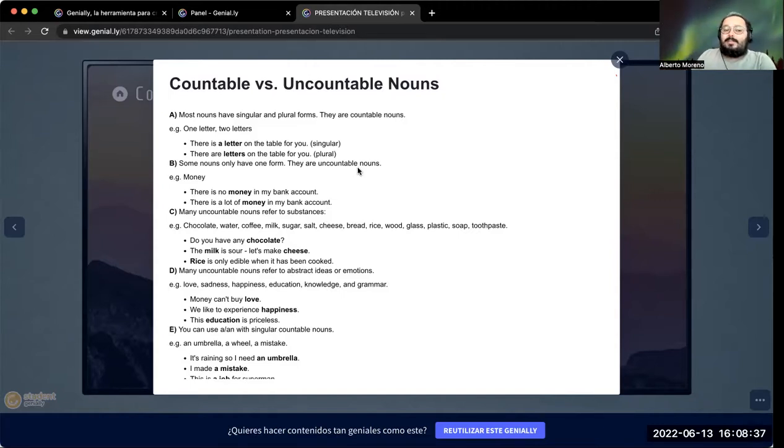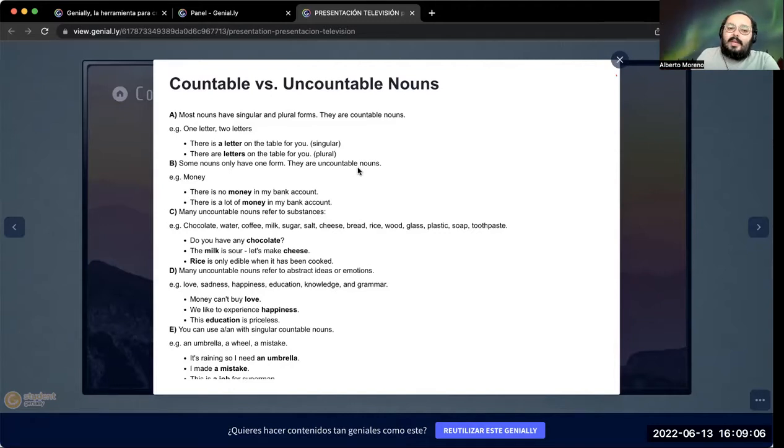Los sustantivos contables pues son los que se cuentan con los dedos. 1, 2, 3, 4, 5. Todas las cosas que podemos contar con los números 1, 2, 3, 4, 5, sin necesidad de agregarles una unidad de medida, por ejemplo, kilos, litros, gramos, centímetros. Si no hay necesidad de agregar eso, son sustantivos contables. Tienen forma en singular y tienen forma en plural.